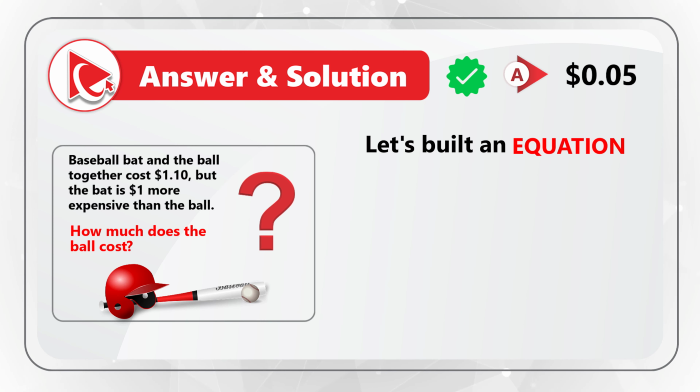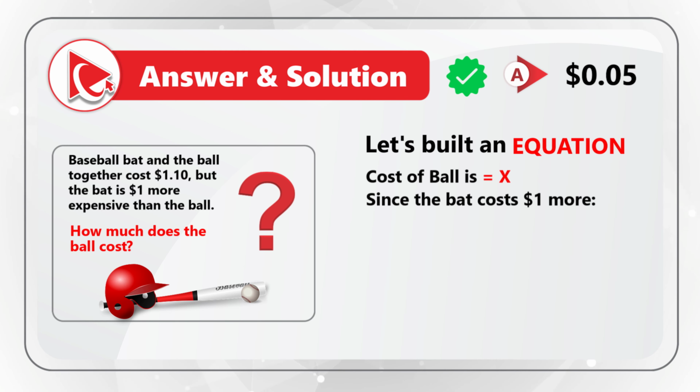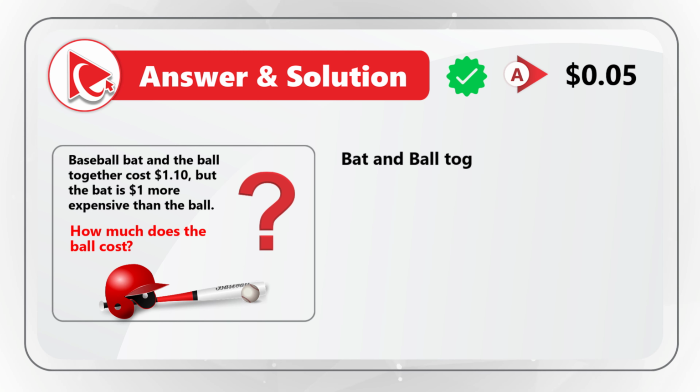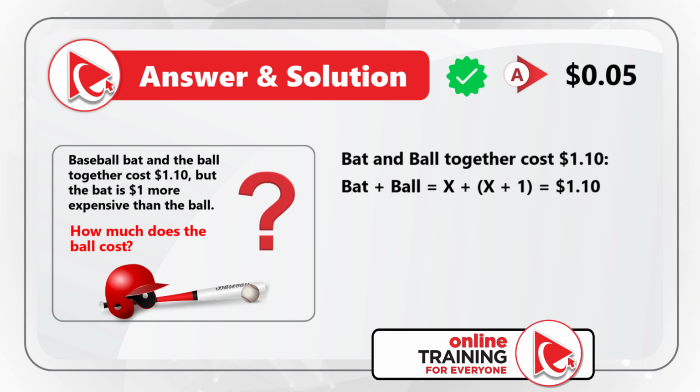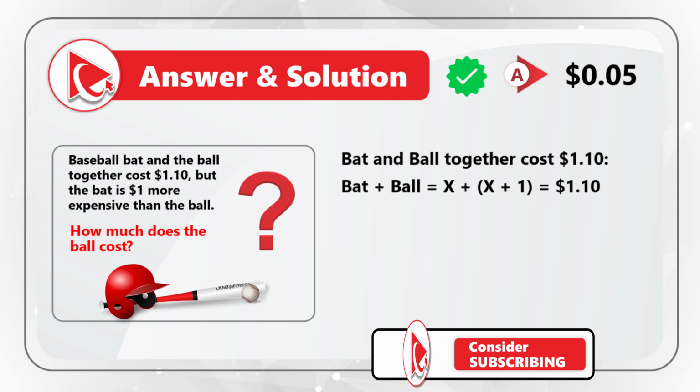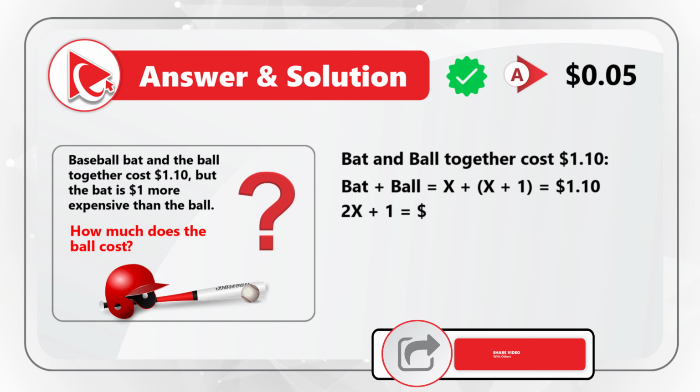Let's build a quick equation. The cost of a ball would be X. And since the bat costs $1 more, the cost of the bat would be X plus $1. Now we can take advantage of the fact that the ball and the bat together cost $1.10. Bat plus ball would be X plus X plus 1, and would be equal $1.10, which would mean that 2x plus 1 would be equal $1.10.